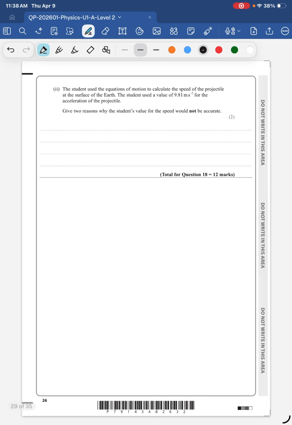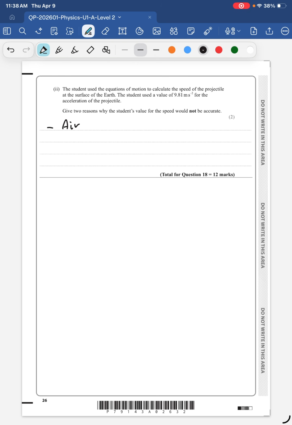All right. Part 2, the student used the equations of motion to calculate the speed of the projectile at the surface of the Earth. The student used the value of 9.81 meters per second squared for the acceleration of the projectile. Give 2 reasons why the student's value for the speed would not be accurate.